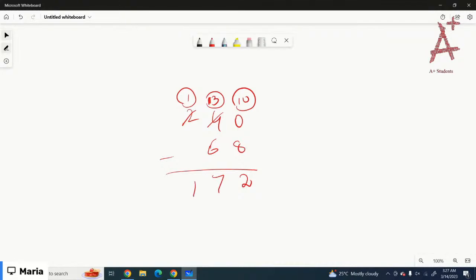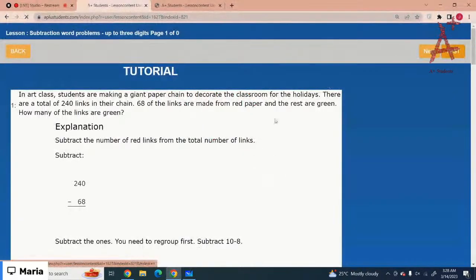Now you have to bring 1 down. That means 68 of them are red, so the green links are 172. Got it? Let's just start with the test questions.